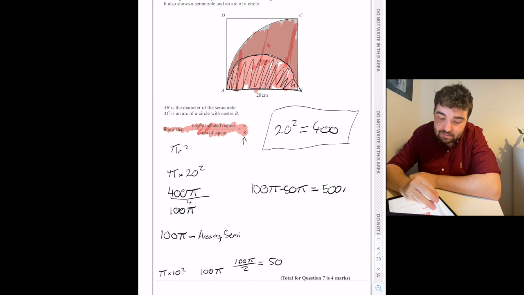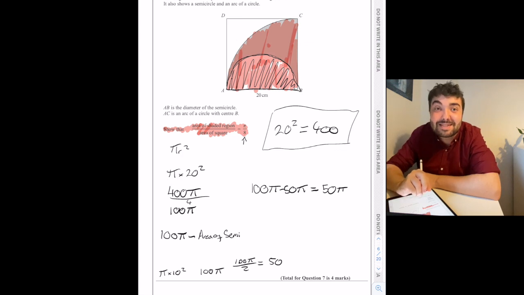That is 500, not 500, it's 50. 50 pi. This is chaotic, isn't it, this question? Because of the question or because of me? Probably me. Hey ho. So, that's the area of our shaded region.